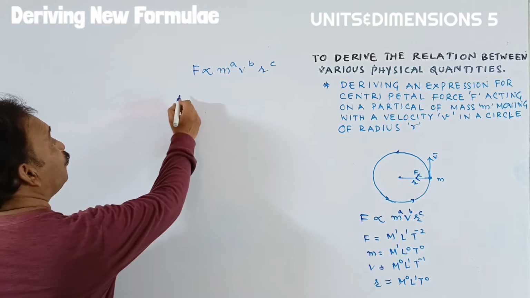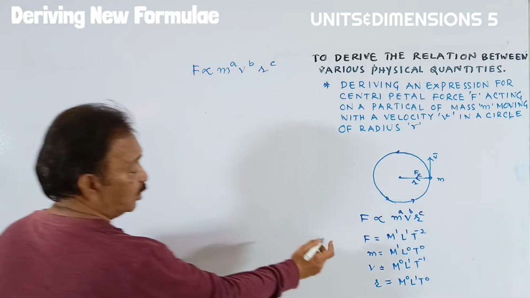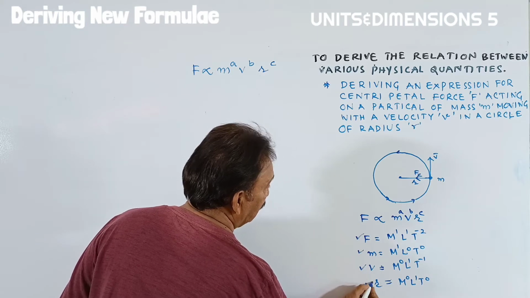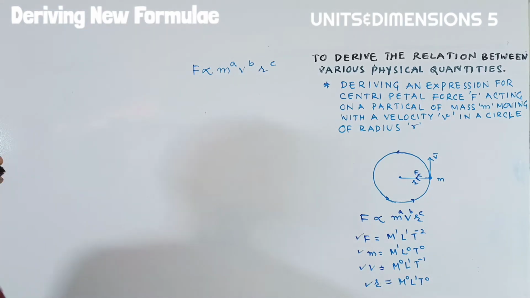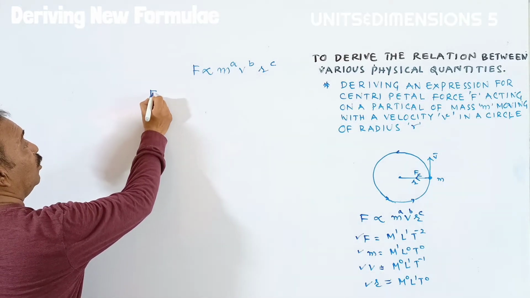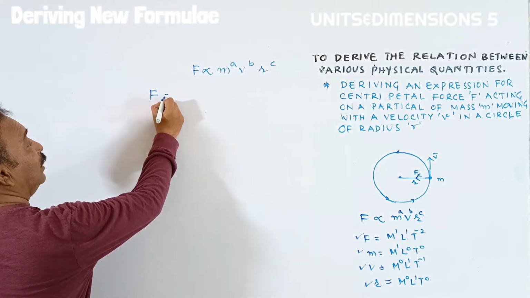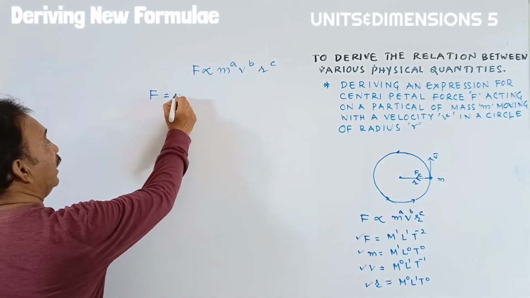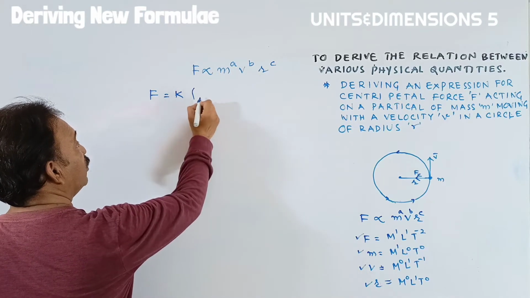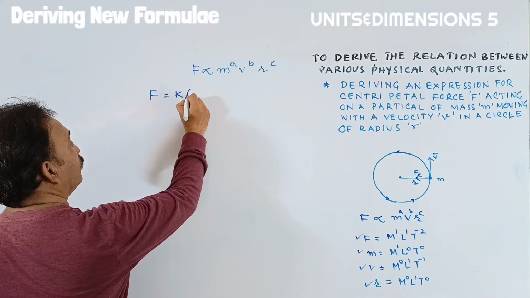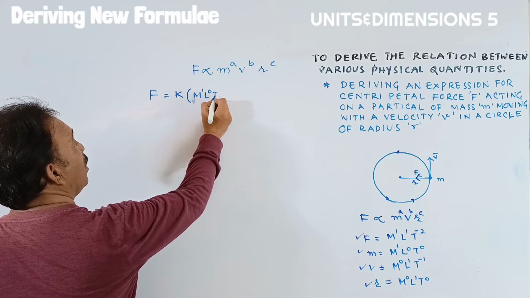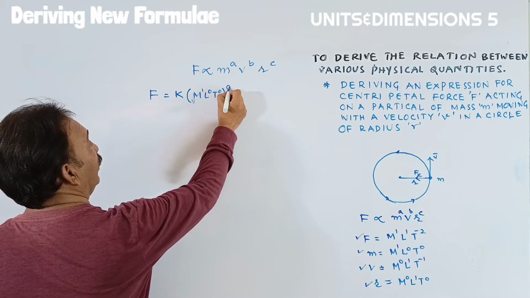Then see, we know the dimensional formula of force, mass, velocity, and also radius. I'm rewriting the same here. I'm writing force is proportional. In the place of proportional, I am writing it is the k, proportionality constant. m, mass. What is the dimensional formula of mass? It is M1 L0 T0 to the power of a.